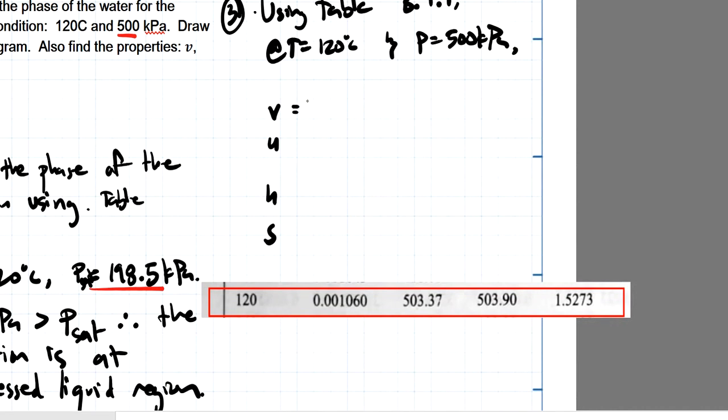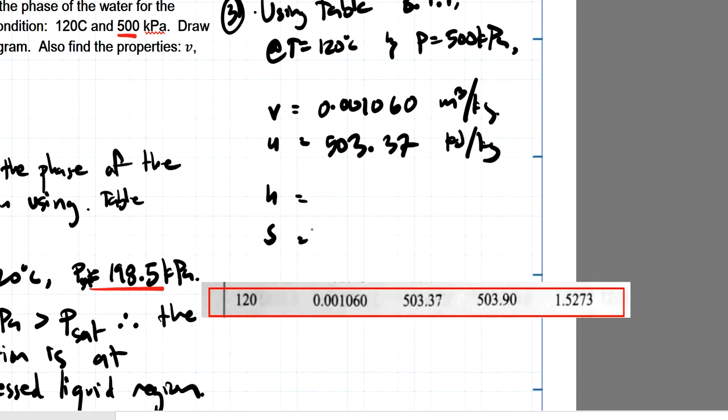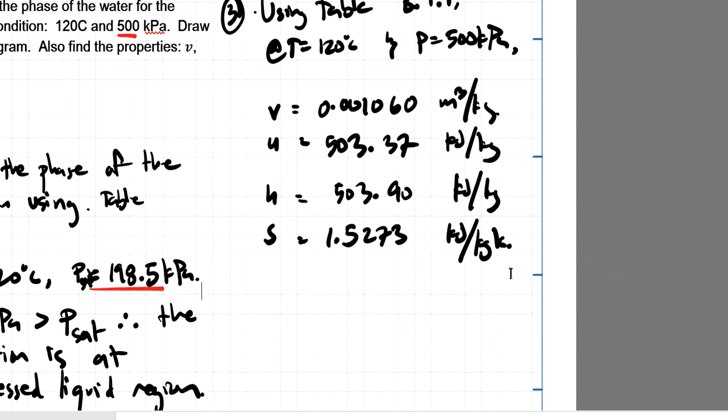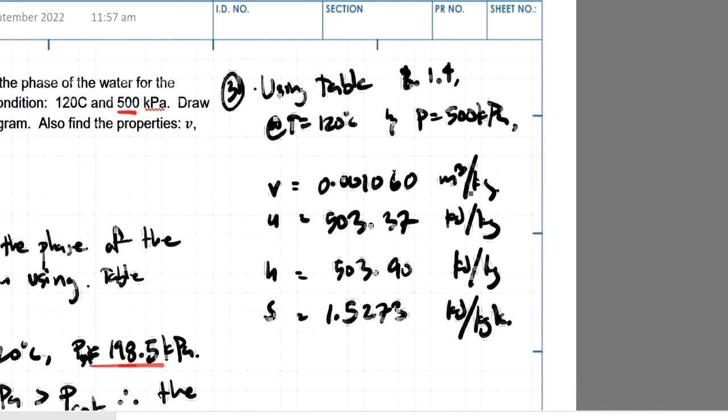So V is equal to 0.00106 cubic meter per kilogram, and U is equal to 503.37 kilojoules per kilogram. H is 503.90 kilojoules per kilogram, and then for the S, 1.5273 kilojoules per kilogram Kelvin. So that's the value for this condition.